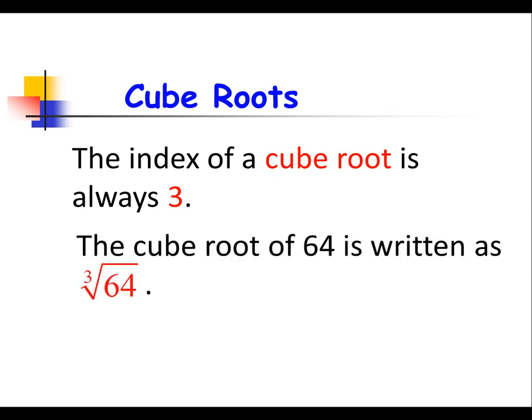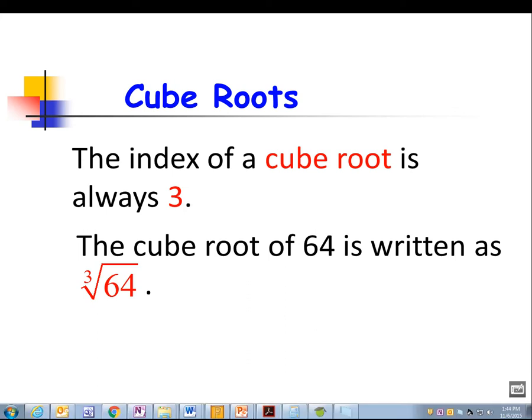The cube root of 64 is written like this. Index is 3, radical sign with a 64 underneath it. The cube root of 64 is written as 64 with a radical sign over it and then a 3 hanging out on the top. When you do it longhand, it's often written like this.